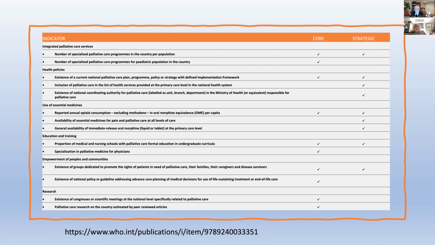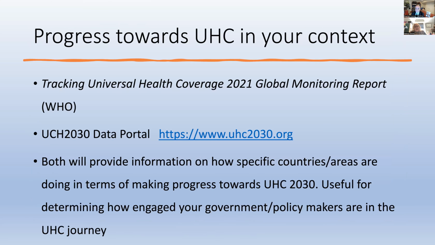So between the Global Atlas and the palliative care indicators, you can get a very good idea of where you are in your own context in terms of palliative care provision before you start to put together your palliative care argument. But it's also important, next slide, to be clear about what your progress towards UHC is in your context.